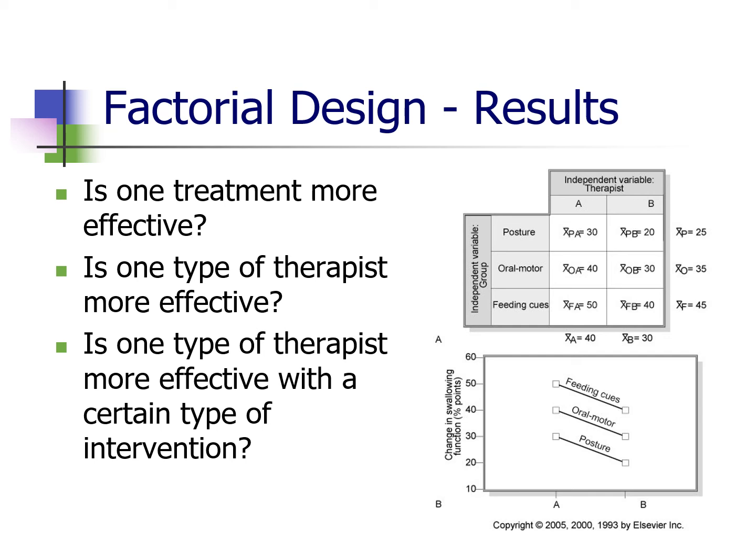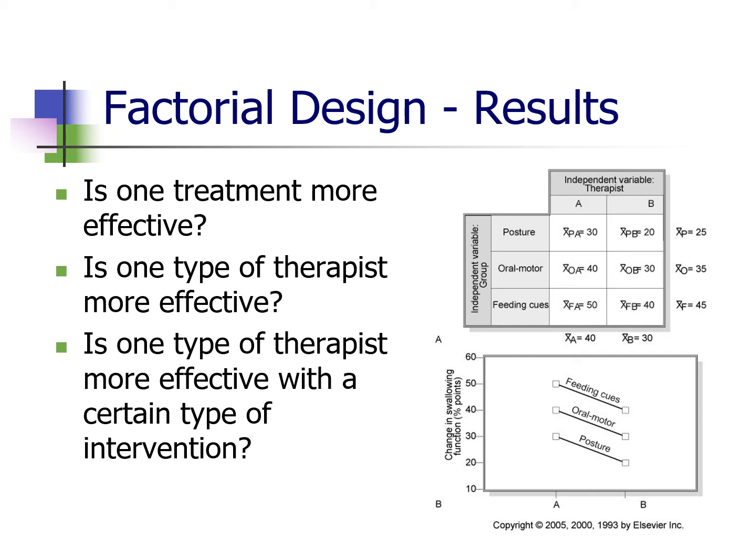And then on the far right hand side of the table, you see now 25, 35, and 45, and those really relate to the mean improvement in terms of percentage points for swallowing function for posture, for oral motor training, and then feeding cues when we combine the effects of both therapists in this study. And below you see the graphical representation of that.